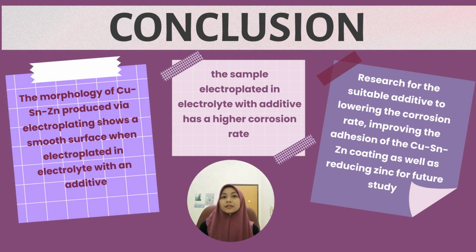As a conclusion, the morphology of copper-tin-zinc produced via electroplating shows a smooth surface when electroplated in electrolyte with additive. Other than that, we found out that the sample electroplated in electrolyte with additive has a higher corrosion rate. Therefore, it is believed that the findings of this study can be used as a reference to improve the morphology of copper-tin-zinc, lowering the gap of copper-tin-zinc as well as increasing the thickness of the copper-tin-zinc coating in future study.